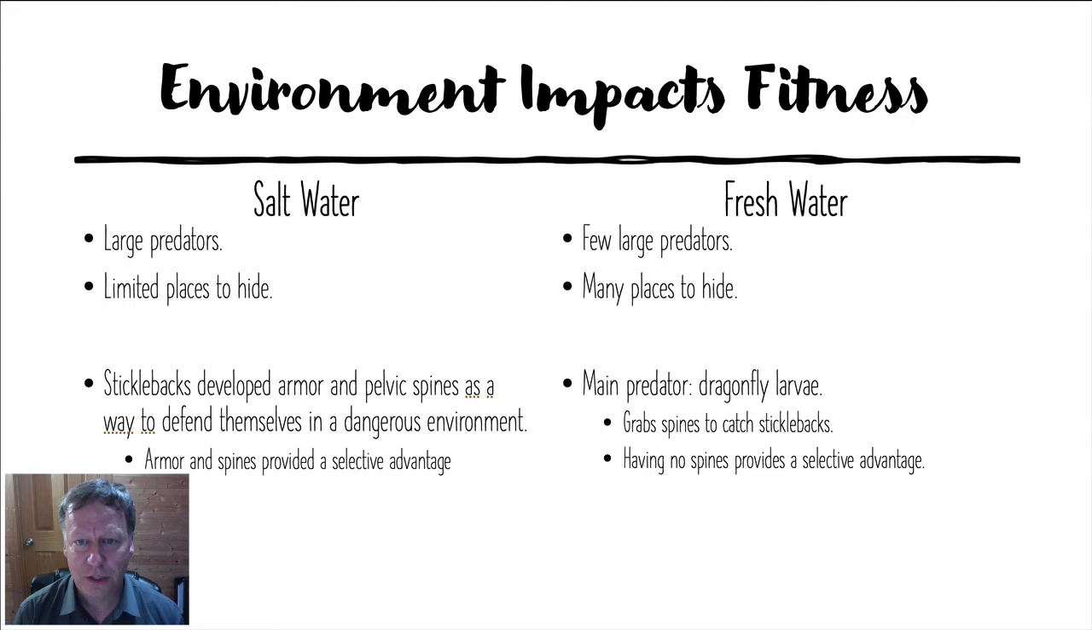Freshwater is a very different situation. There are few large predators, and there are many places to hide. So armor and spines aren't as beneficial as you would expect in saltwater. However, there's a different predator. The primary predator in freshwater is dragonfly larvae. Dragonfly larvae are able to grab the spines of a stickleback to catch it. So in this case, no spines provides a selective advantage over having spines.